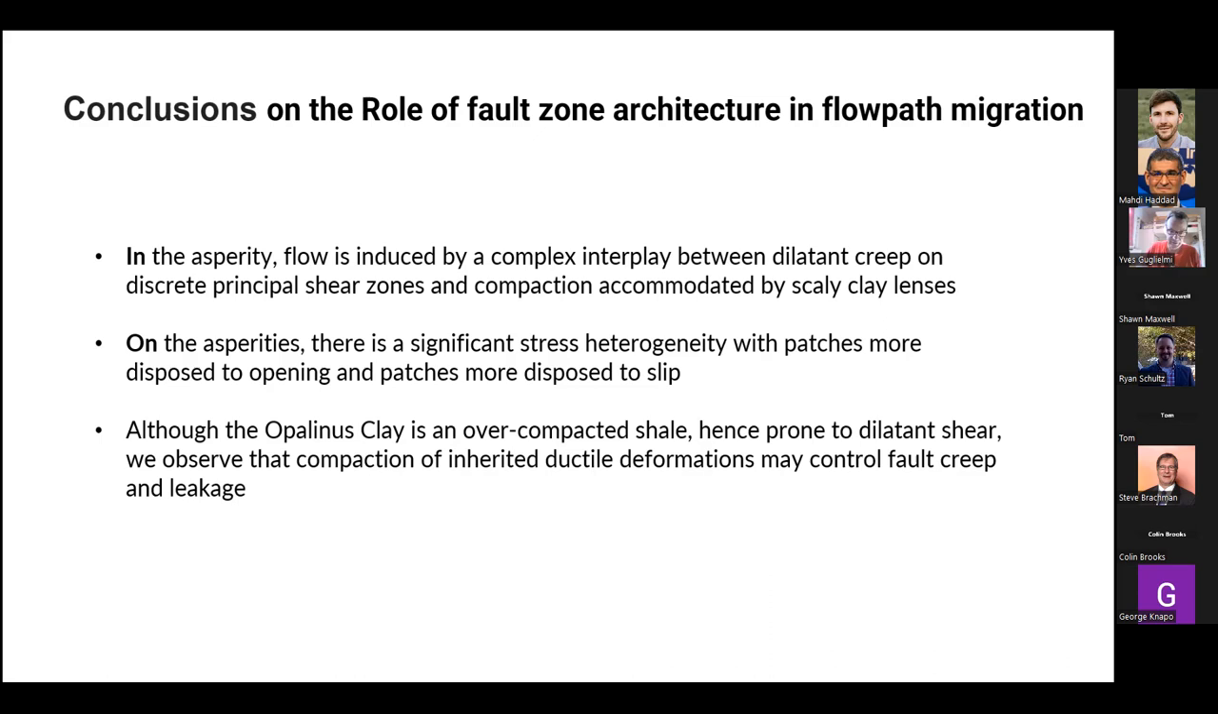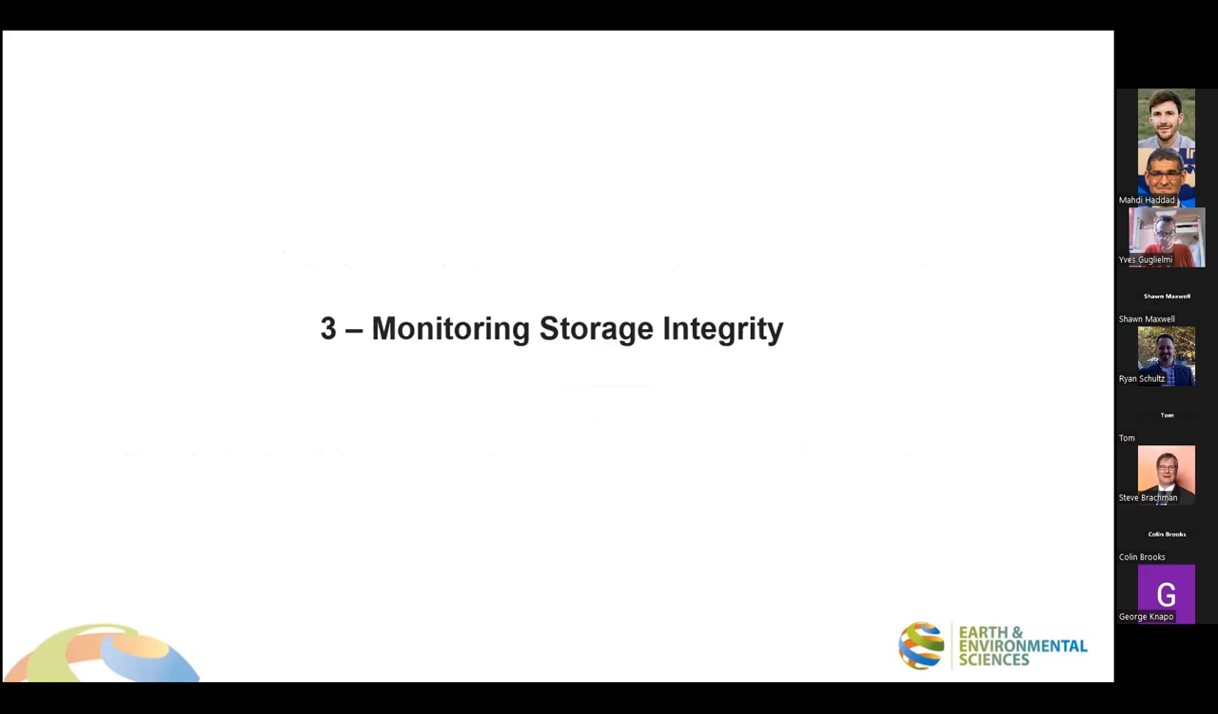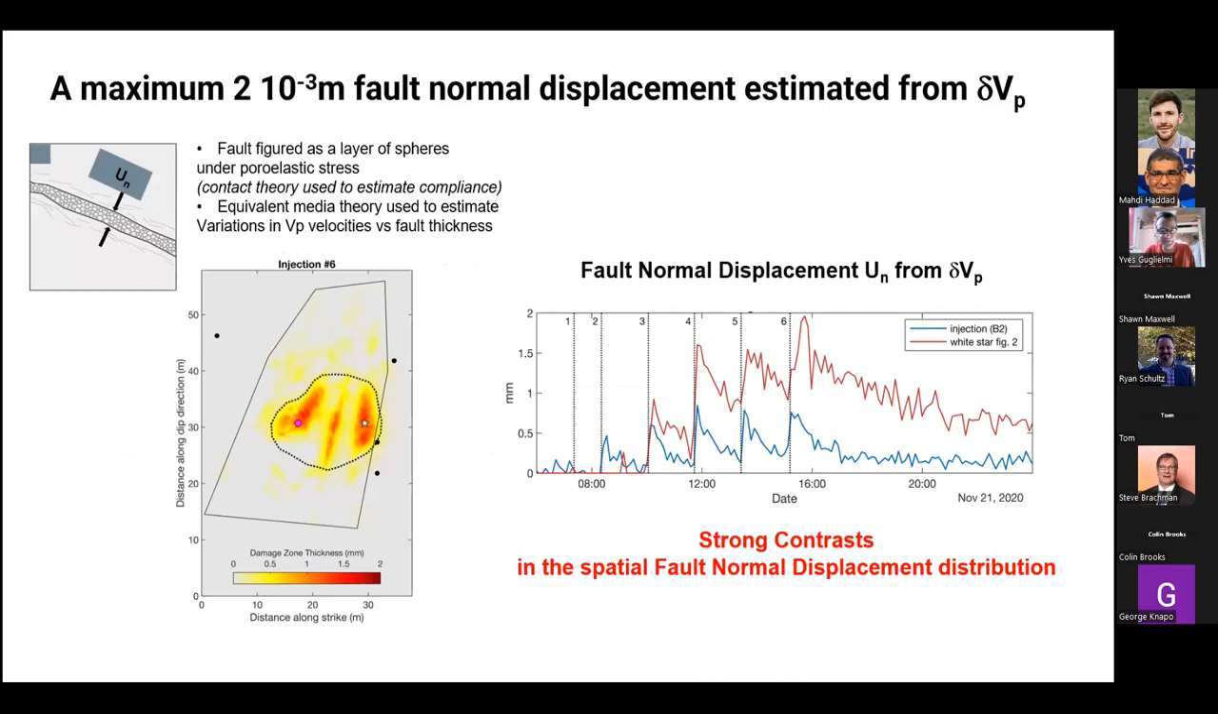Okay, I will finish with two or three slides, to show you what these experiments may bring in terms of validating some monitoring techniques. This is, again, the P waves velocity anomaly. And there is a nice work done by collaborators. They used a very simple poroelastic model, which is first figuring the fault as a thick layer of spheres, which are in contact with each other, in order that you can apply poroelastic theory.